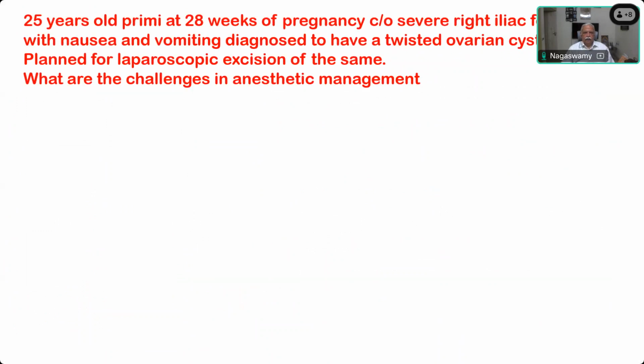Now this is a case scenario. A 25-year-old primigravida at 28 weeks of pregnancy complains of severe right iliac fossa pain with nausea and vomiting, diagnosed to have a twisted ovarian cyst. She is planned for a laparoscopic excision of the twisted cyst. What are the challenges in the anesthetic management?